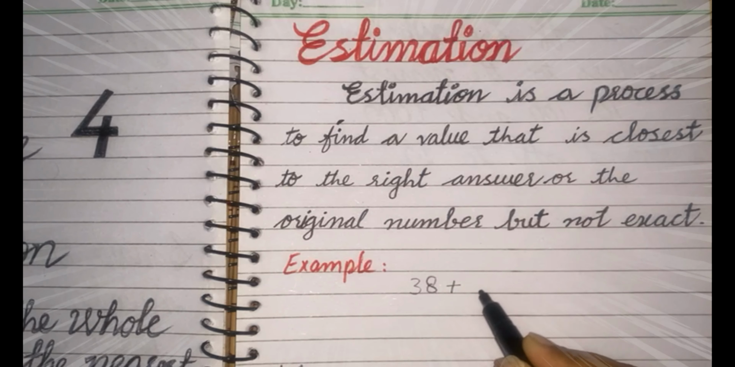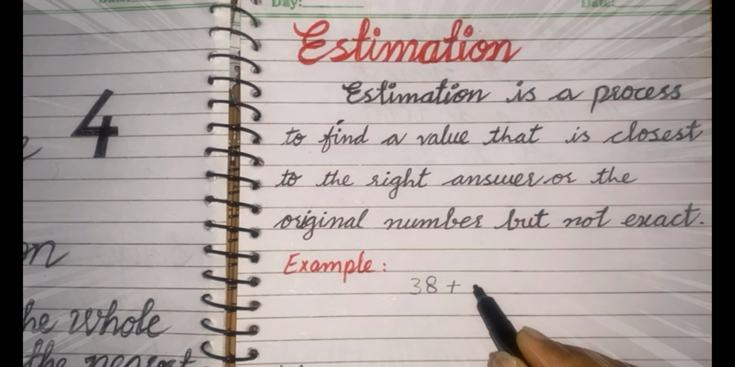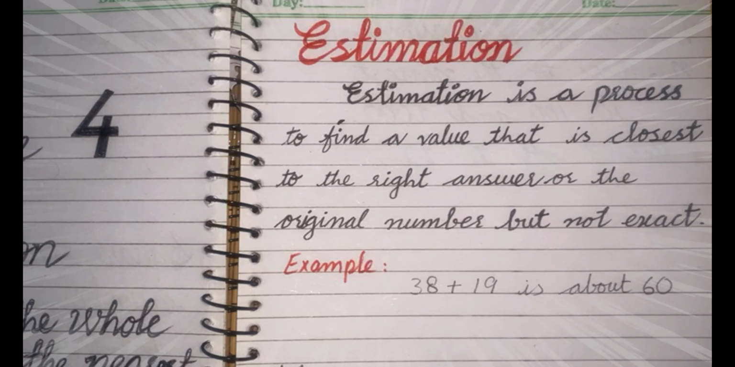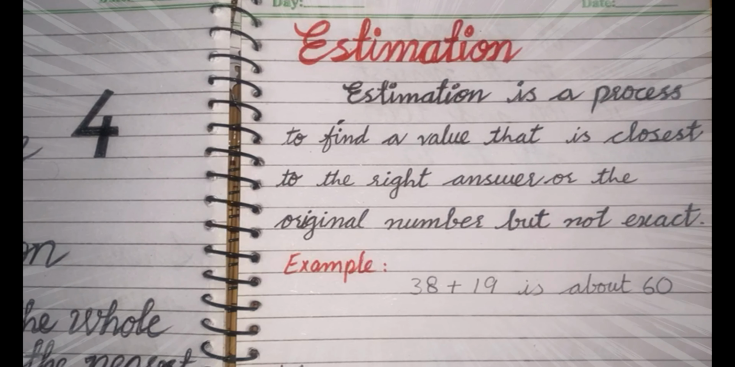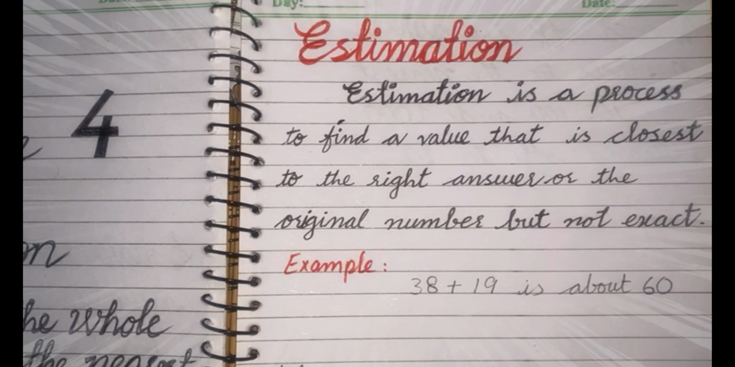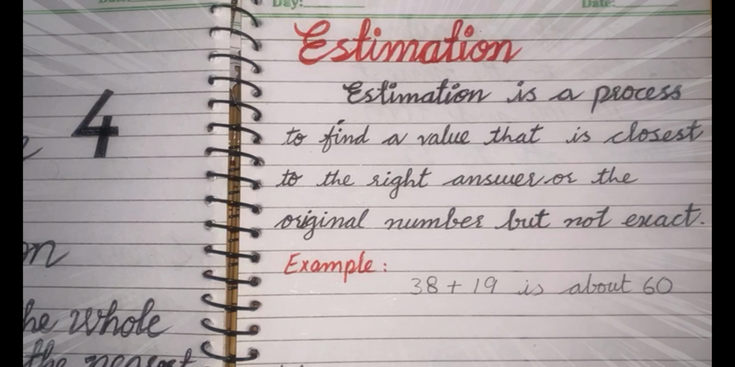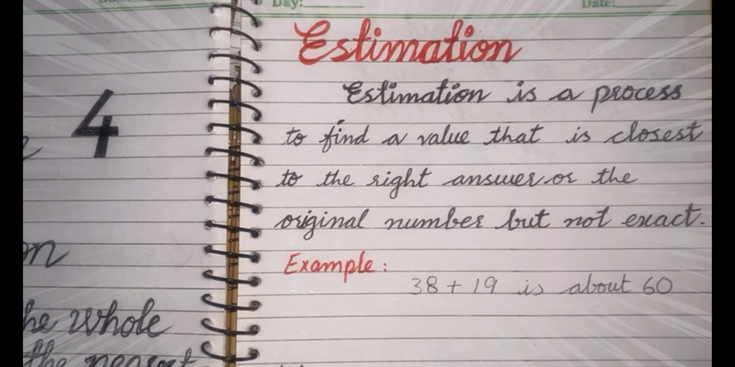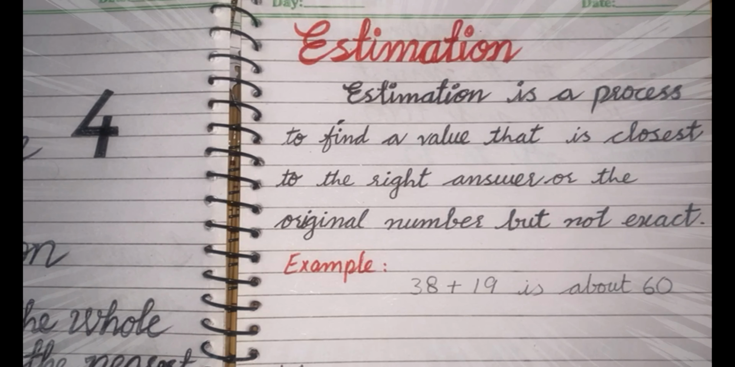Another example we can take is 38 plus 19, which is about 60. When we add 38 and 19, the original number we get is 57. 38 plus 19 equals 57, but here we are using estimation, that is, 38 plus 19 is about 60. This is called estimation.